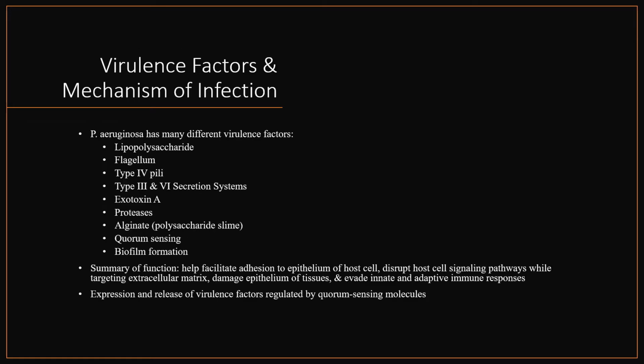So this bacteria has many different virulence factors. I've listed a bunch of them. On the next slide, I'll go over a couple more in detail. But basically, they help facilitate adhesion to the epithelium of the host. They'll disrupt host cell signaling pathways. They'll damage the tissues of the epithelium, and they'll even evade certain immune responses. Expression and release of these factors is regulated by what's called quorum sensing molecules.